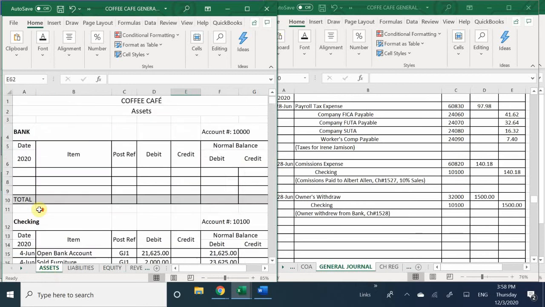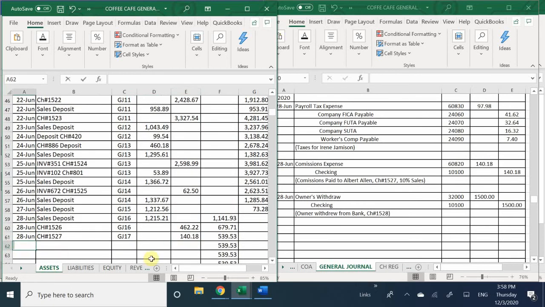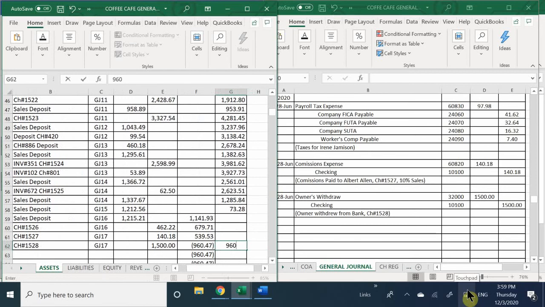And now we can go back to checking, the assets, and do that check as well. Check number 1528 and general journal 17, and then the credit for the 1500. That is not a good owner. He took us right back into the negative. Now we're at negative 960.47.